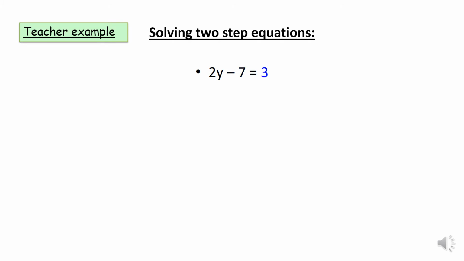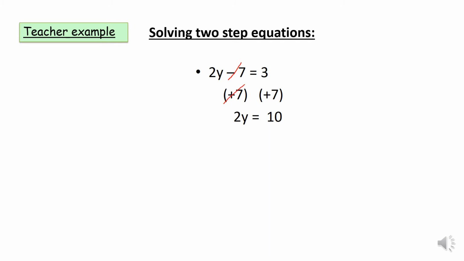So here is your question. First, you have to get rid of the friend, which in this case is minus 7. So you have to do the opposite of minus 7, which is add 7, to both sides. Then you end up with 2y is equal to 10. Remember, when you do the opposite, they just cancel out each other. So minus 7 plus 7 cancel out each other.